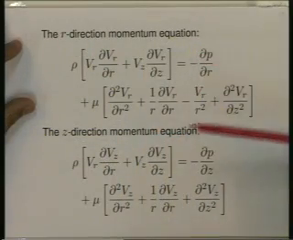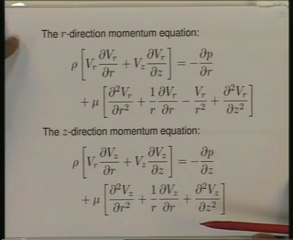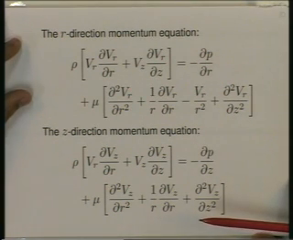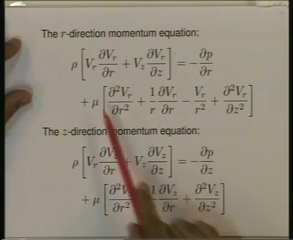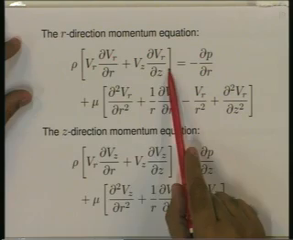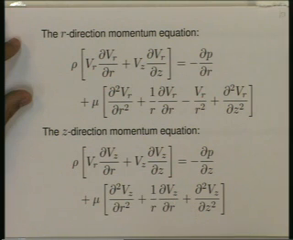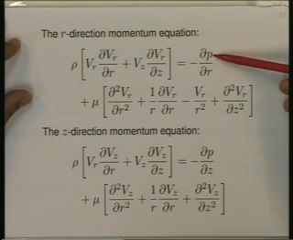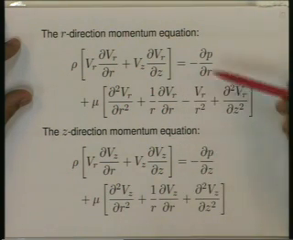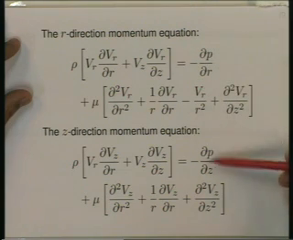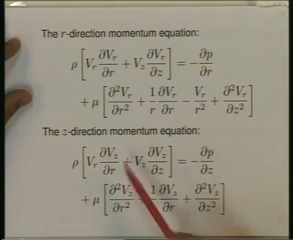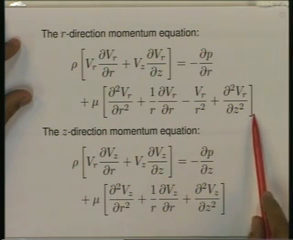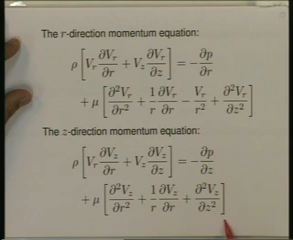We have the r direction momentum equation and we have the z direction momentum equation. In each of these equations, we have the momentum outflow terms in the r direction and in the z direction. We have the right hand side which represents the force on that fluid element. We have the pressure term in the r direction, pressure term in the z direction, and these are the viscous terms in the r direction and the viscous terms in the z direction.